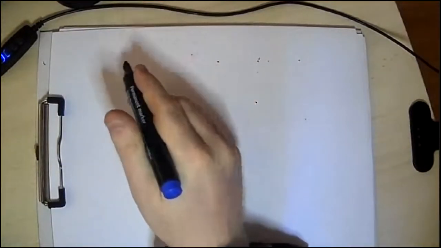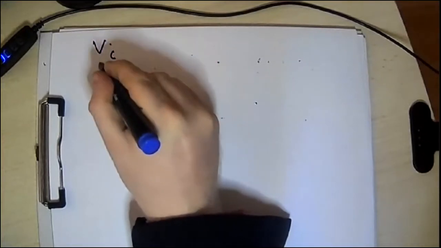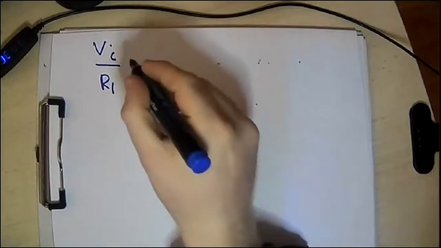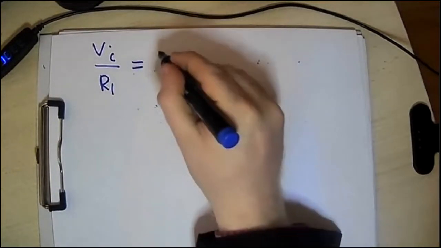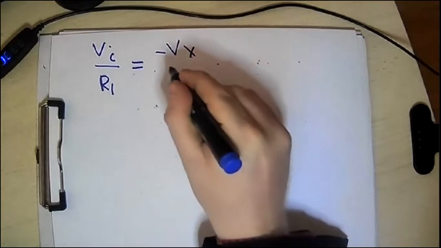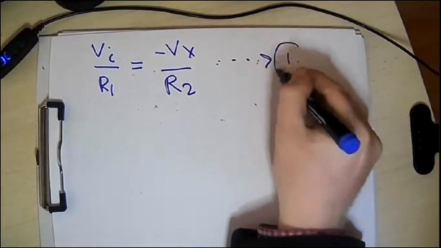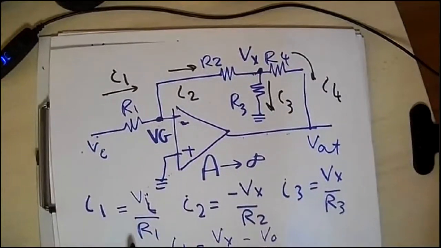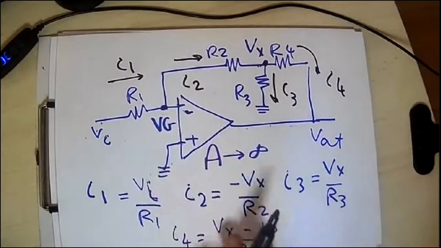So first, I1 is equal to I2. So that means that V input over R1 is equal to minus Vx over R2. This is the first equation, which is I1 equals to I2. Again, this is I1 and this is I2. So it's a direct equality equation.